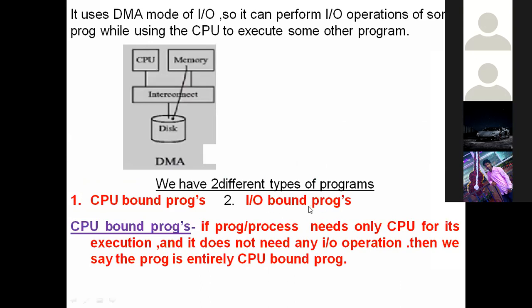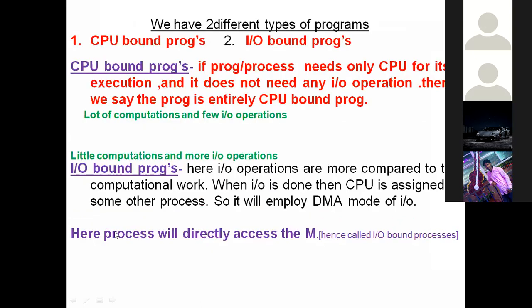Along with the definitions, we have seen that CPU bound programs have a lot of computations, a lot of calculations, so the work of the CPU will be more, and they have a few IO operations when compared to IO bound programs. IO bound programs have little computation, meaning fewer calculations are involved, and more IO operations are involved.